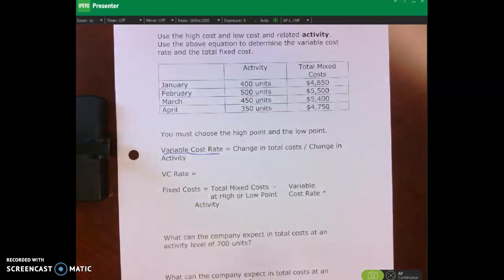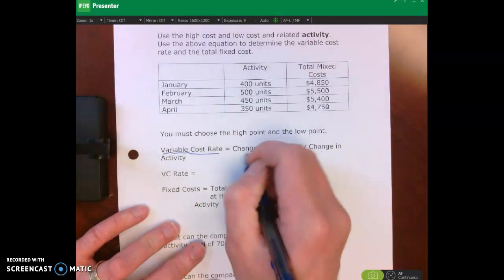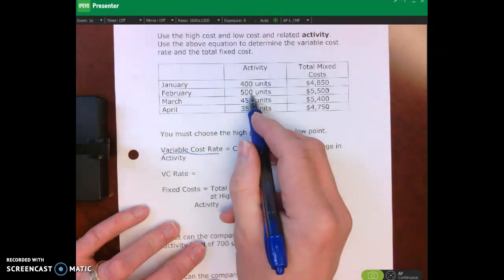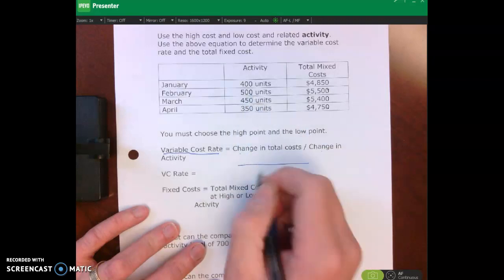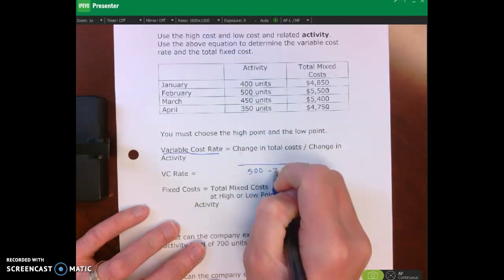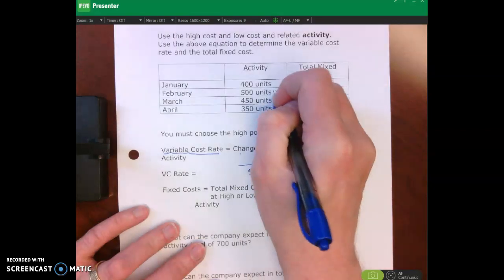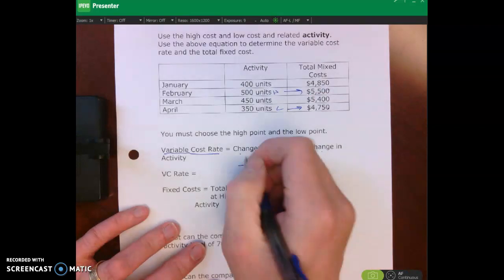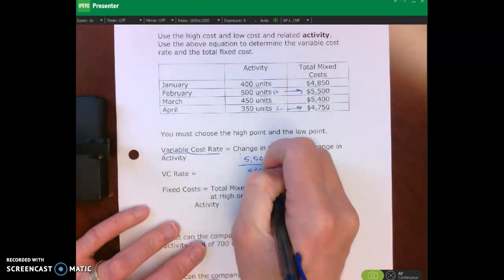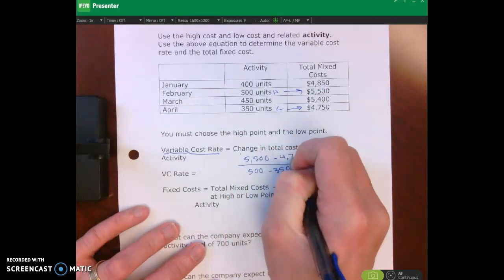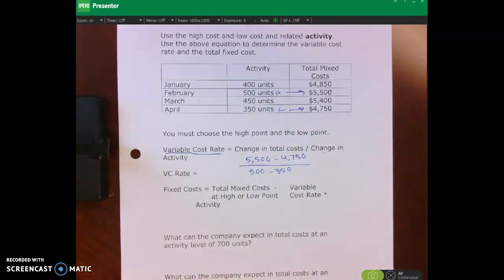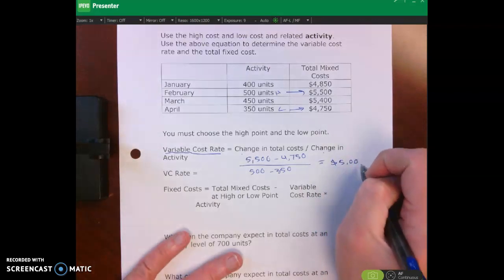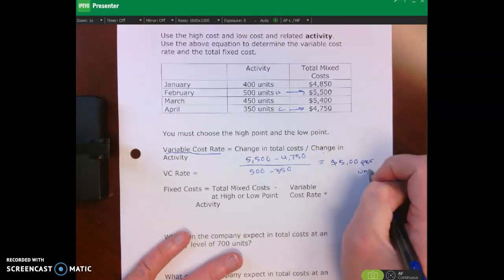So we look over here. We're going to look at our change in activity. That's the first thing that we do. We find our high activity and then our low level of activity. That's our high. That's our low. And then we look at our associated costs. And when you do the math, what you get is $5 per unit.